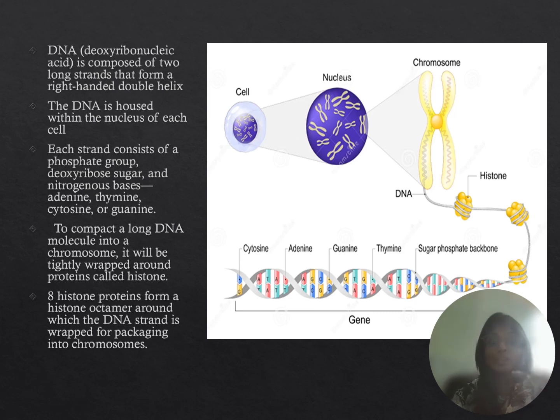The steps or rungs of the ladder, whereas, are made up of paired nitrogenous bases: adenine, thymine, cytosine, or guanine. Adenine (A) pairs with thymine (T) via two hydrogen bonds, and cytosine (C) pairs with guanine (G) via three hydrogen bonds. This twisted ladder is then compacted into chromosomes by tightly wrapping itself around proteins called histones. Eight histone proteins form a histone octamer, around which the DNA strand is wrapped for packaging into chromosomes.